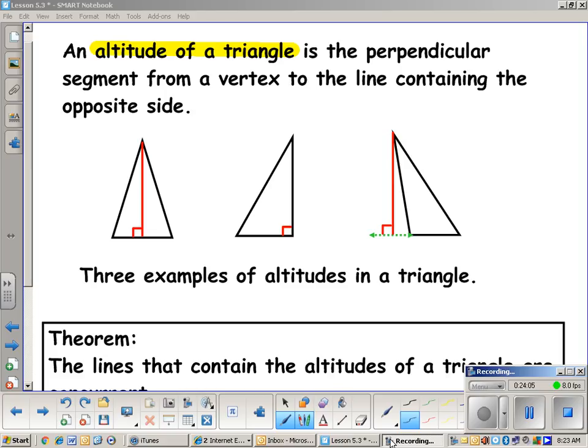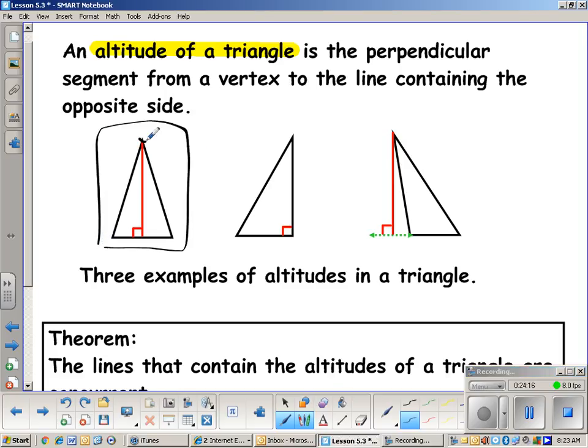And so an altitude of a triangle is a perpendicular segment from the vertex to the line containing the opposite side. So in a picture like this one, if I connect that vertex perpendicular to the opposite side, my altitude looks like that. If I have a right triangle, these two sides are perpendicular, so this would be my altitude. Okay? And if my triangle is obtuse, then my altitude might fall outside. You see the green line here?